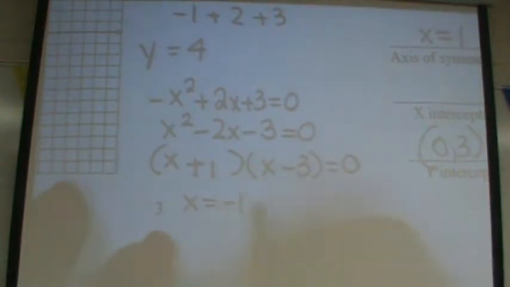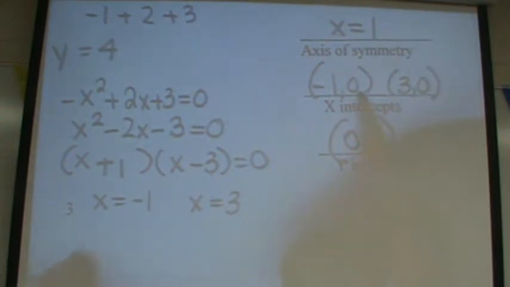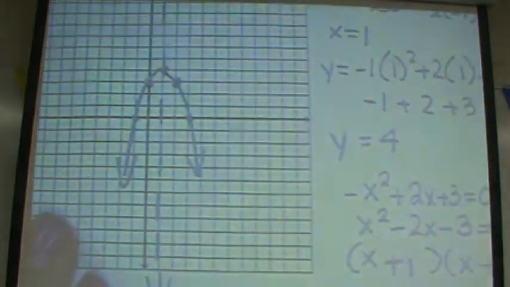So negative 1, the opposites of these are my x-intercepts. Negative 1, 0, and 3, 0. Here's my graph.